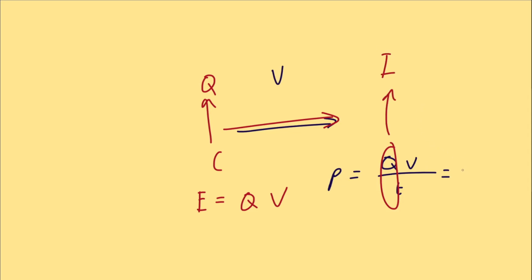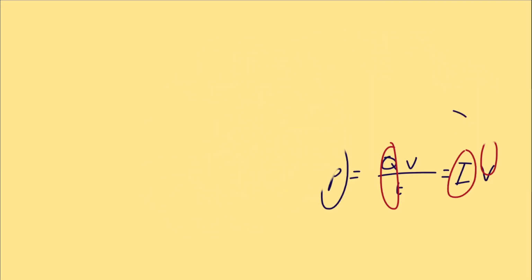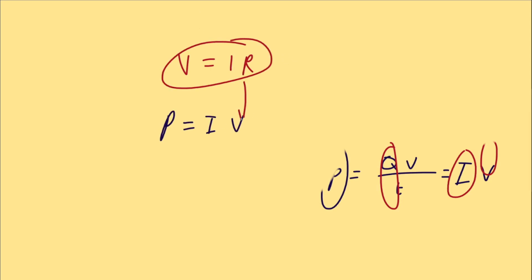So power is also equal to IV, where power, measured in watts, is equal to current, in amps, times voltage V. This might remind you of Ohm's law. I'll give you two variants of this equation. Using Ohm's law, V equals IR, and the power equation we just found, if you sub in this value for V, P equals I squared times R as the first variant.